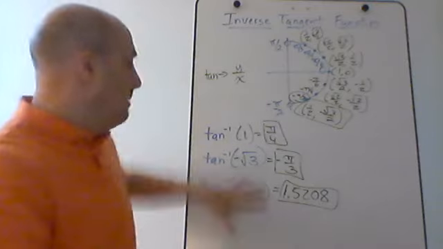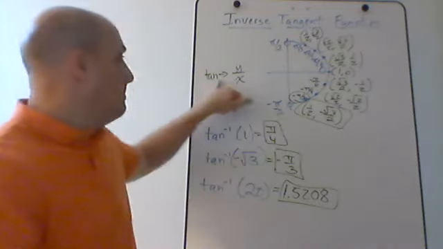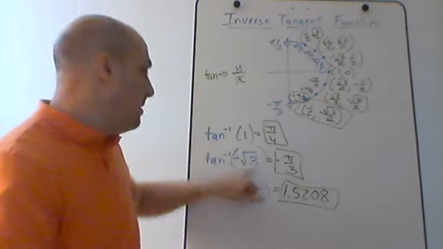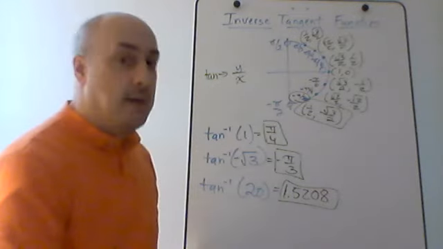All right, so that's inverse tangent. Again, you're looking at the right half of the unit circle. You're looking for the y over the x to equal the number that you're given in the parentheses, and that's how you do it.